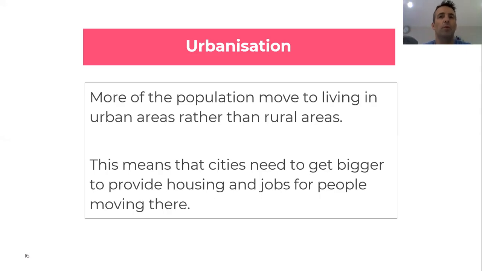So, urbanisation is when more of the population moves to live in urban areas like towns or cities, rather than rural areas like the Caatinga. Urbanisation means that cities need to get bigger so that they can provide housing and jobs for the people moving there. So urbanisation is when people move from rural areas to urban areas, okay? So from the countryside to the towns, and this means that the cities need to get bigger so they can provide housing for the people and provide jobs for people to do.